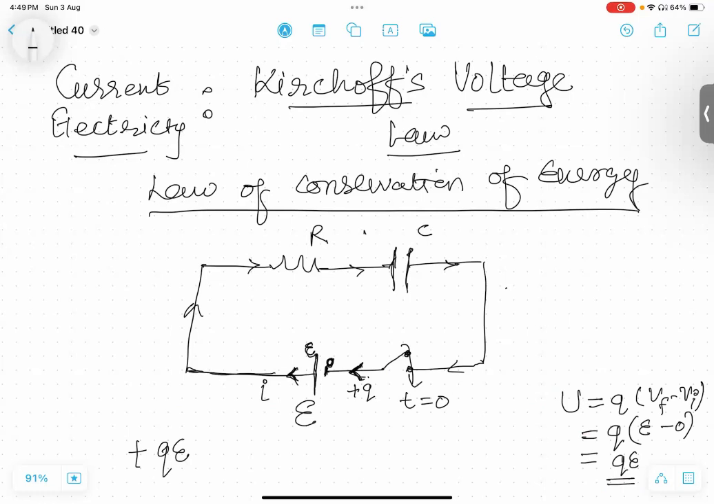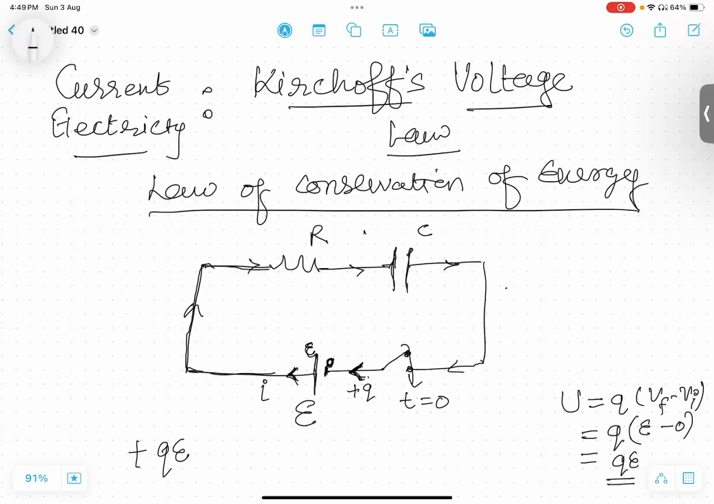This is an ideal wire. This complete part here is an ideal wire. There is no resistance or anything present. We will say that there is no element present here which can contribute in potential or which can drop the potential.